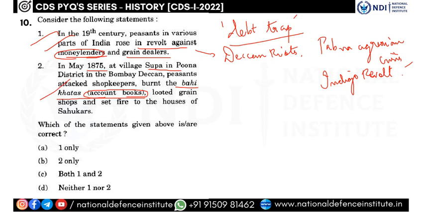Yes, and they also set fire to the houses of sahukars. Sahukars are the people involved in collecting these accounts, or the debt that has to be paid by the villagers. Both the statements are right. Yes, they are asking for the correct answer. The answer is C, both 1 and 2.